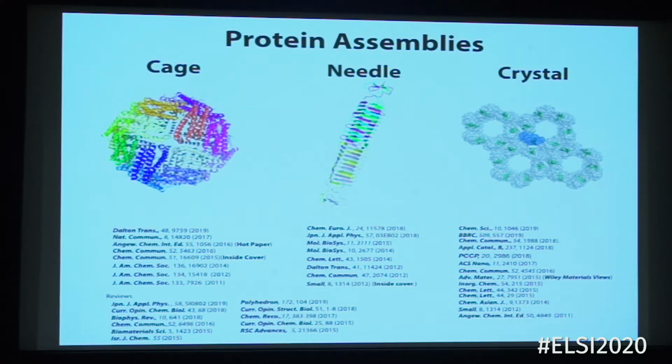Then this is a protein needle. It's a very unique artificial assembly structure obtained from bacteriophage T4. And the other one is also very unique: the protein assembly obtained from protein crystal. Today, I would like to briefly introduce our previous research progress using the protein cage, and then move to today's main topic using protein crystal.